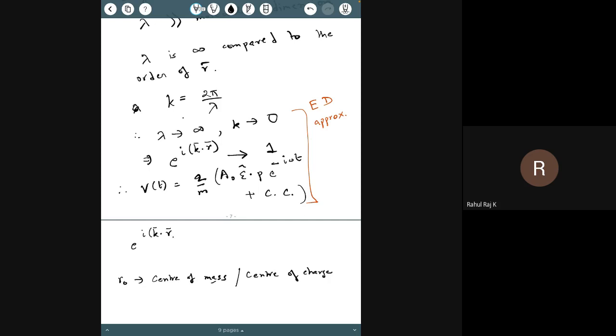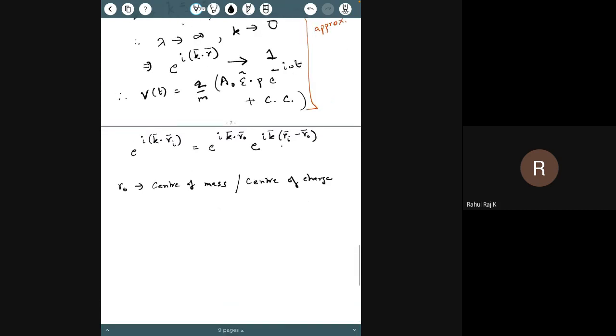every particle, so you would have a k dot ri when you have multiple particles, and you expand for each term about this r0. So that is e to the power i k dot r0 into e to the power i k dot (ri minus r0). Okay, so I have written ri as r0 plus ri minus r0.